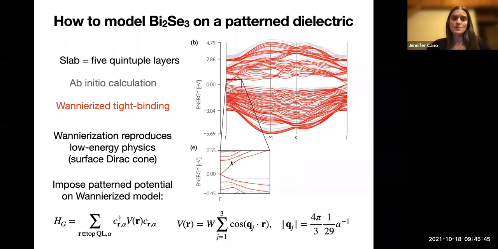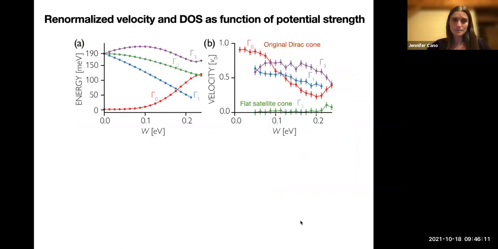So then what we do is we make a slab model using this Wannierized tight-binding model and impose this triangular periodic potential. And we take the length scale to be 12 nanometers in real space, which is about the same as the moiré unit cell in twisted bilayer graphene, and a bit smaller than can actually probably be realized in these dielectric experiments so far. And so now we can compare the sorts of plots that I was showing you before.